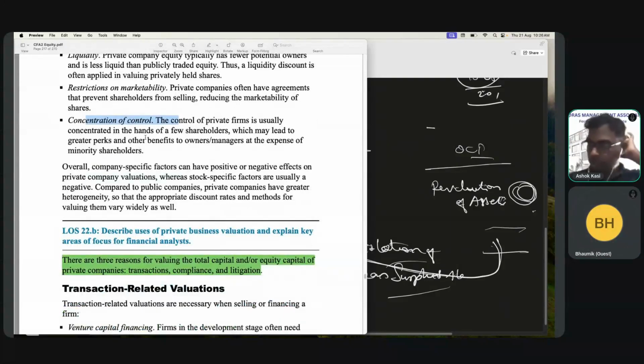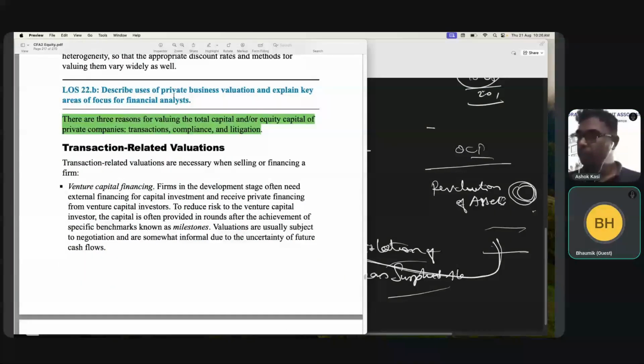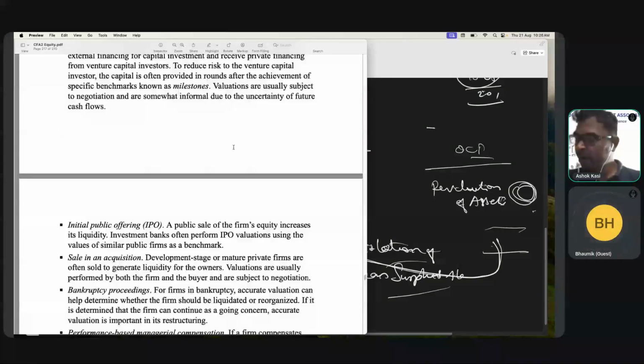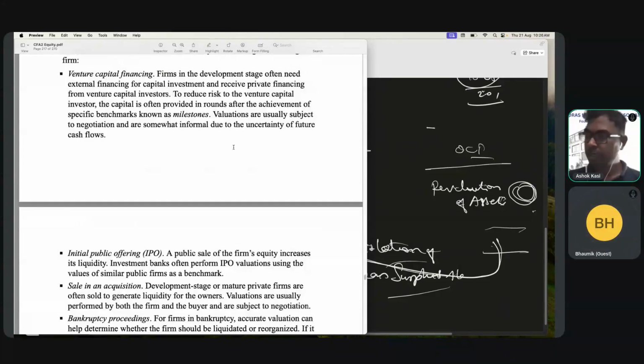Now here, 22 point B: describe uses of private business valuation and explain key areas of focus for financial. So this is what you were saying, right? In that, not the transaction related, but compliance related valuations. Transaction related, I'll still explain.